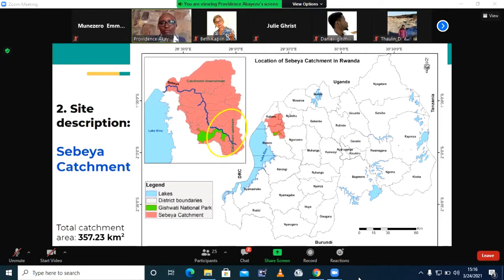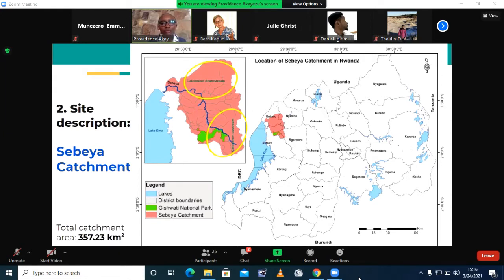From the upstream catchment area, you can see some small streams, not yet as big as the river becomes later. The main river is Sebeya in the middle, with a bit denser blue color. The downstream is where all the water goes and is collected. The upstream consists of districts like Rutsiro and Ngororero, while the downstream catchment is covered by Rubavu district in Gisenyi.